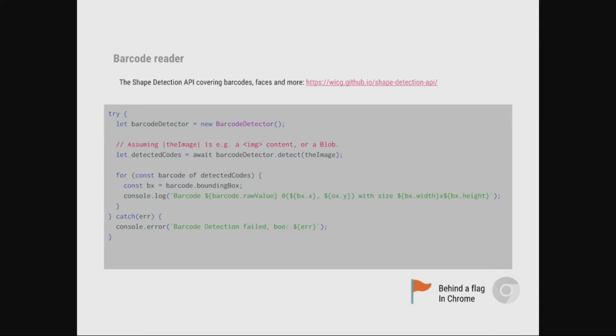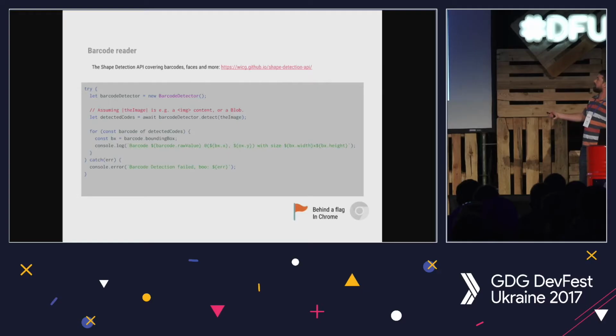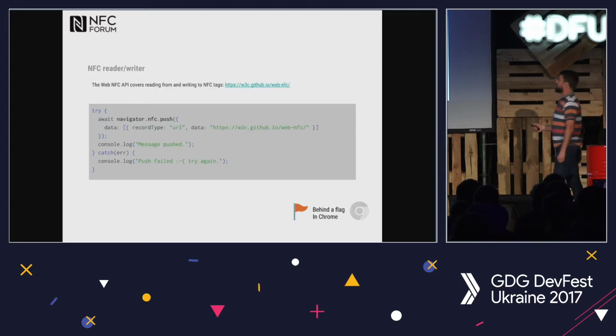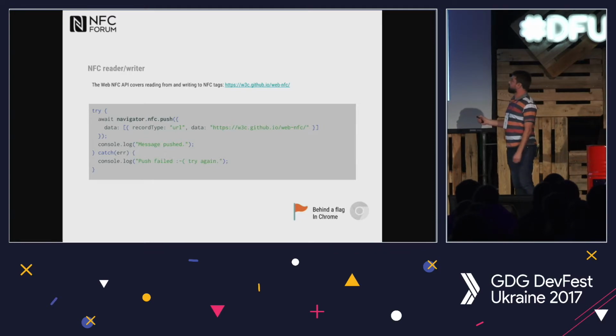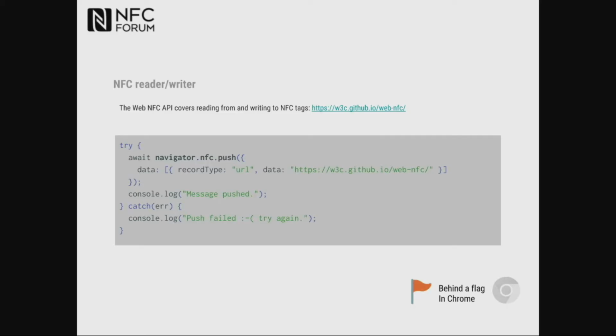Behind the flag in Chrome, there's something called the Shape Detection API. It has a much bigger scope, like it will even be able to detect people in pictures and stuff like that, but it can also be used to detect barcodes in images and video streams. Another option is to use NFC. This is actually one of the standards I've worked on myself. So here's a simple example.